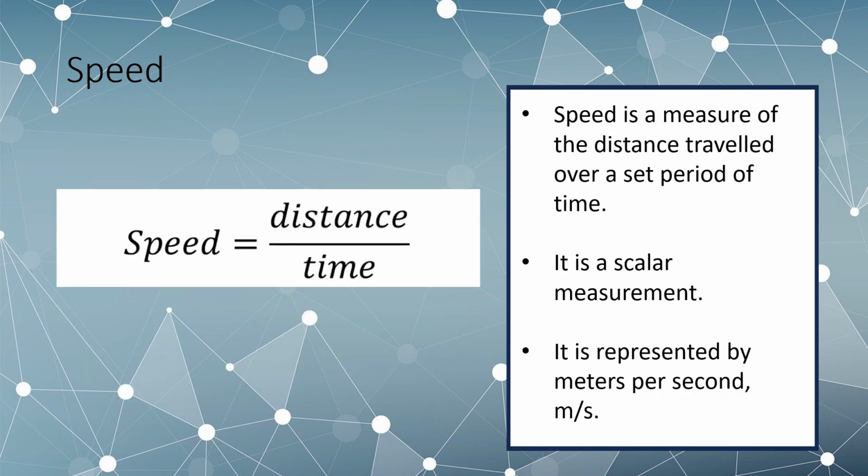So, what is speed? What do we mean when we say the speed of an object? Speed is a measure of the distance traveled over a set period of time. In other words, speed is equal to distance divided by time, or distance over time. It is a scalar measurement, as we mentioned just before, meaning it only has magnitude, it doesn't need direction, and it is represented by meters per second, or m/s. You can also often see it written as ms to the negative 1. This is just another way of symbolizing meters per second.